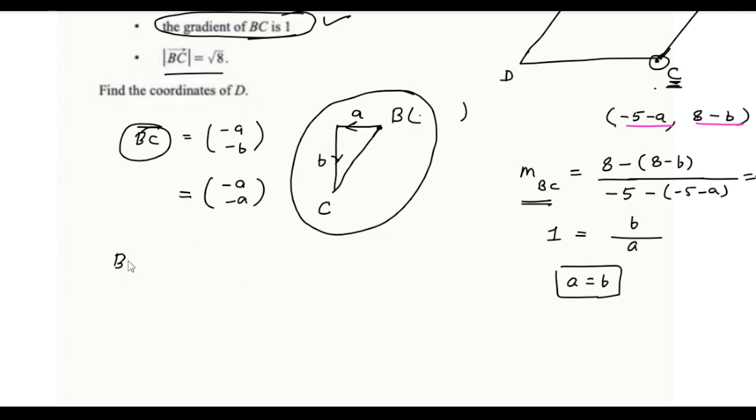Now the magnitude of BC, can I write, is square root of a square plus b square, a square plus a square. If you take the square of minus a, it will be a square only. So it's the magnitude of BC. And in your problem it is given root 8. So can you say that 2 times a square is equal to 8?